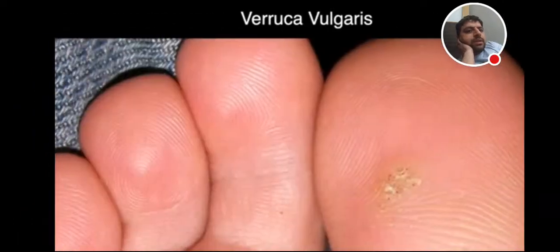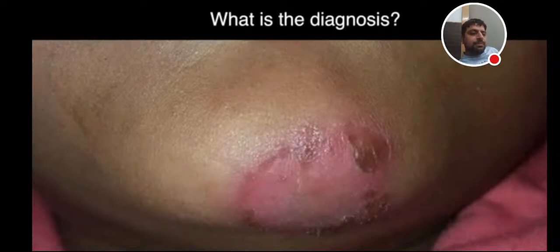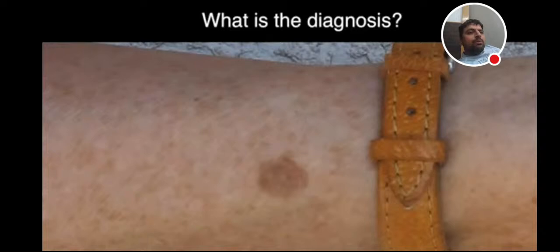This is verruca vulgaris. Now, what is this diagnosis? What is the diagnosis here? This is a case of impetigo. Now, what is the diagnosis? 10 seconds in your hands.